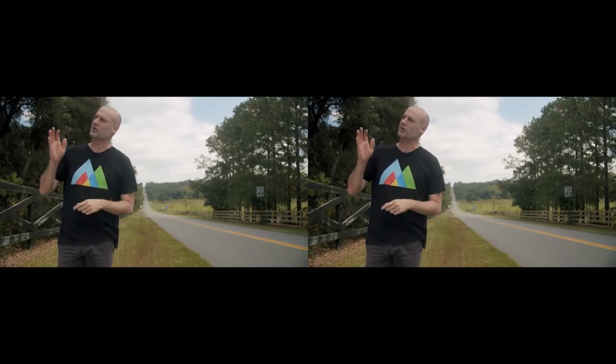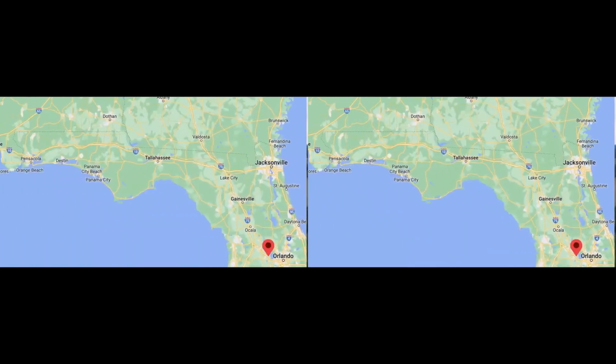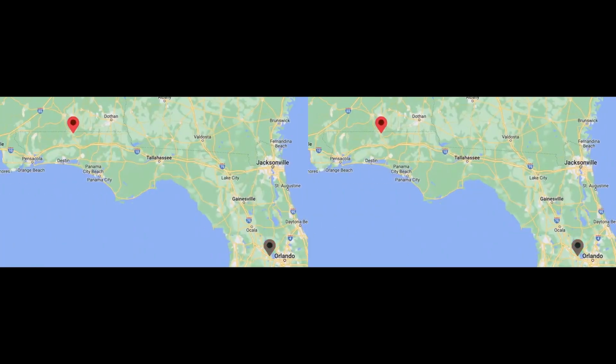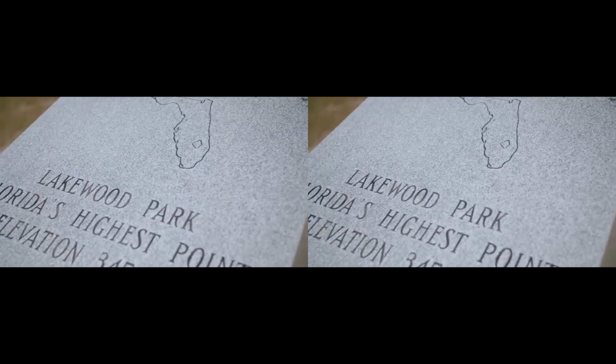The highest point is actually 317 miles, that's 511 kilometers that way, here at Britton Hill. Now, a hill doesn't sound like it's going to be the highest point in the state when there's a mountain option, but it is. Look over there, there's a monument that states this is the highest point in Florida, an altitude of 345 feet.